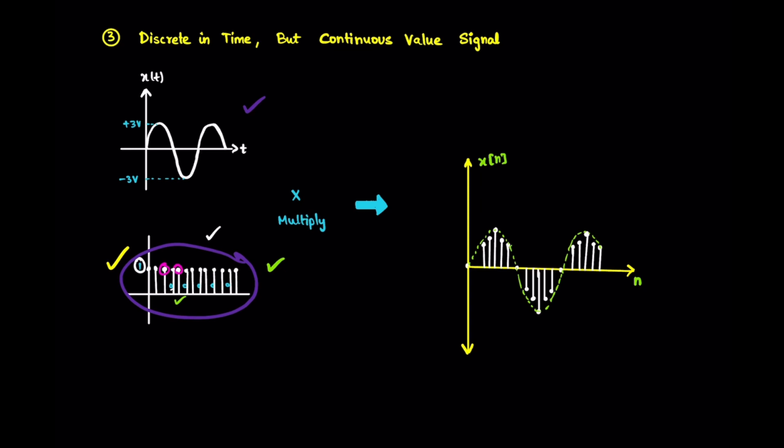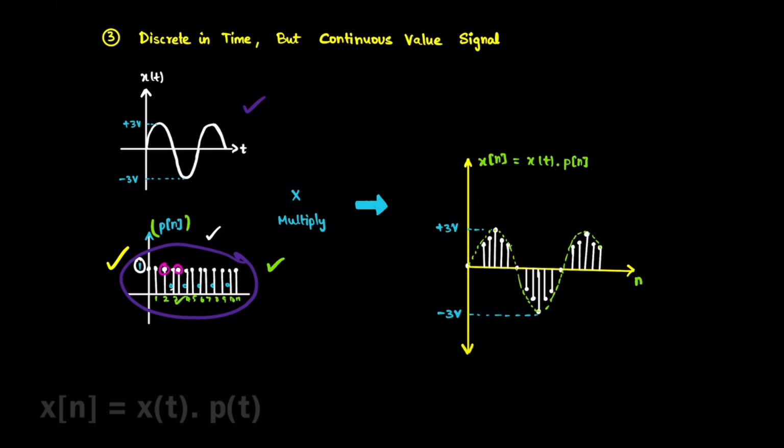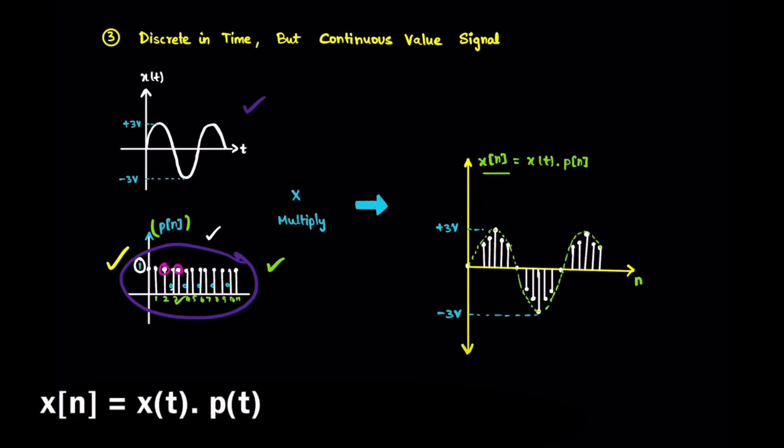N denotes that it is not a continuous time but it is a discrete time, meaning it takes values 1, 2, 3, 4, something like that. It is not 1, 1.1, 1.05, 1.2, nothing like that. It is 1, 2, 3, 4. It is discretized. The time is discretized and we get n. So I've taken the name of this signal as p of n. It is a discrete signal and it is denoted as p of n. And when we multiply both these signals, I've represented the result as x of n, and it is the product between x of t and p of n.